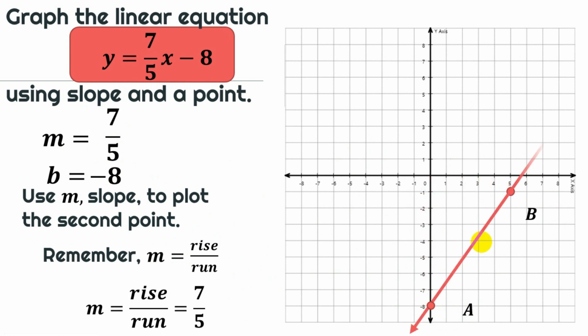Then, let us draw the straight line passing through the 2 points. Then, this will be the graph of the linear equation y = 7/5x - 8. So, that's all for our example number 5. So, meron pa tayong natitirang dalawa pang example. And ito po ay medyo madali na.